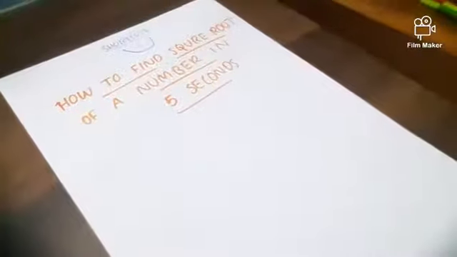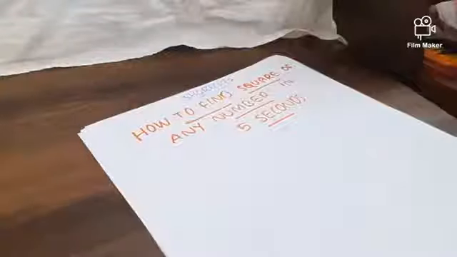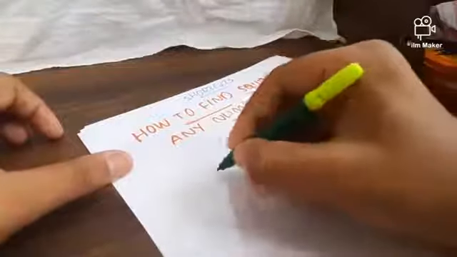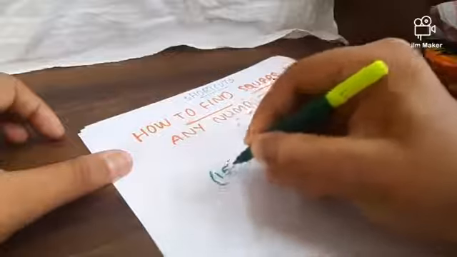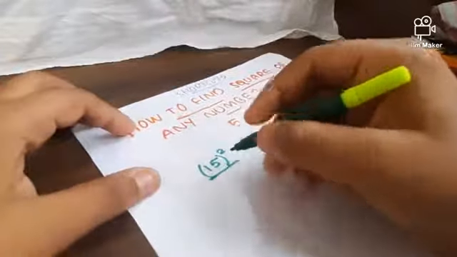As you have all seen the thumbnail, today we are going to do some mind-blowing shortcuts. So let's start our video. In the first part, we are going to find the square of numbers which end in 5. Let's take an example, 15. If you want to find the square of 15, it's just a matter of time.